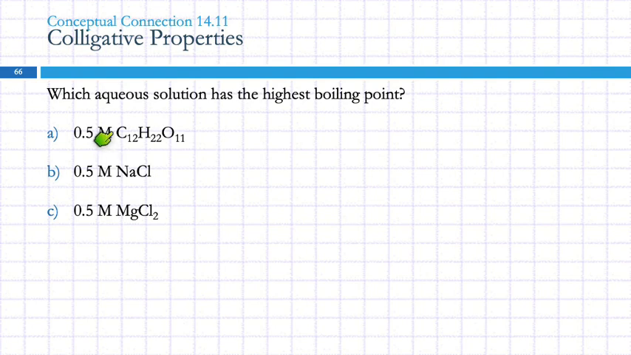Well, I definitely see why you could think that, because this has so many atoms. But these are not going to separate. No. The NaCl is going to make a little less than 2 particles, and this is going to make a little less than 3 particles, right? So the MgCl2 is going to have the higher boiling point.